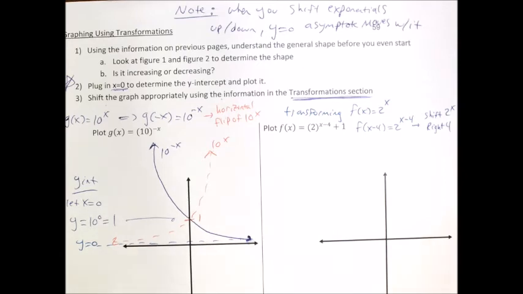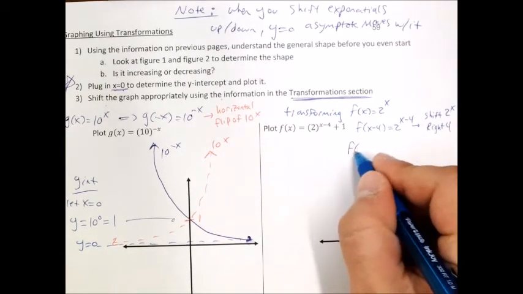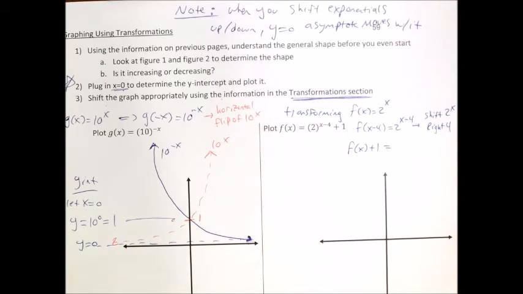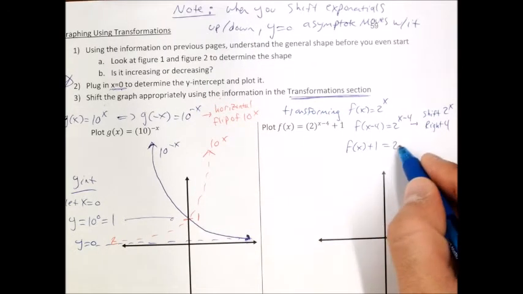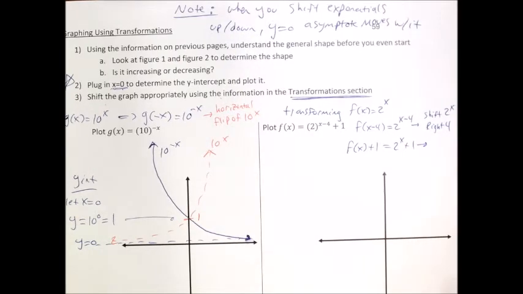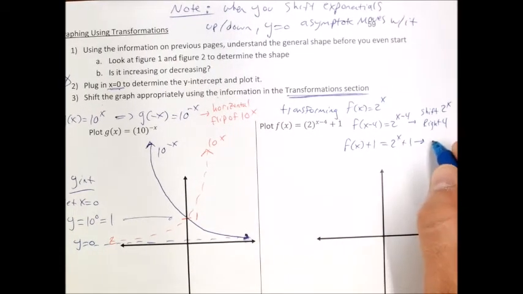And then the +1 is like we're adding a 1 to the outside of it. Right, it's like we have a 2 to the x plus 1. And so what's that doing? Yeah, it's moving it up 1. So it moves 2 to the x up 1.